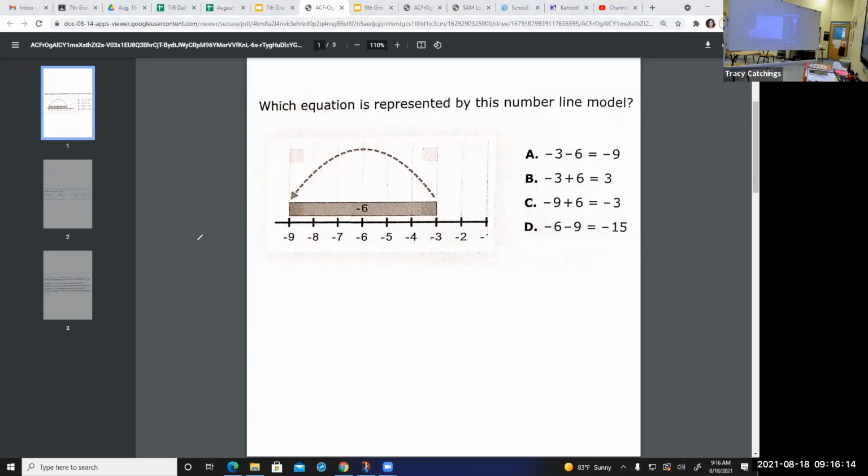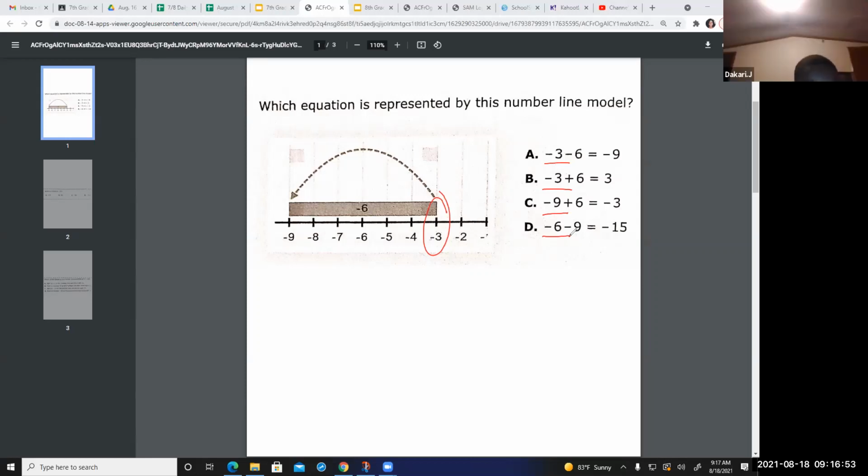All right, number one, it reads, which equation is represented by this number line model? Did anybody try this problem and you want to walk us through it? All right, where does the number line start? At what number? -3. -3. Good job. So that means the first number I'm gonna look for in that expression is a -3. So what answer choices can I already eliminate? B and C.